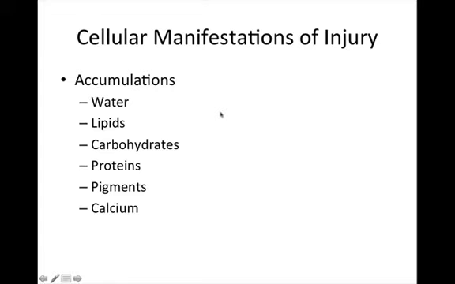Now when it comes to manifestations of injury, we already talked about the water aspect of this. With these hypoxic injuries, water can accumulate in cells and cause them to swell. And as long as we deal with the injurious agent, for example, if a tissue is ischemic, we restore blood flow, and as long as the cell membrane still remains relatively intact, this can be a very reversible injury.